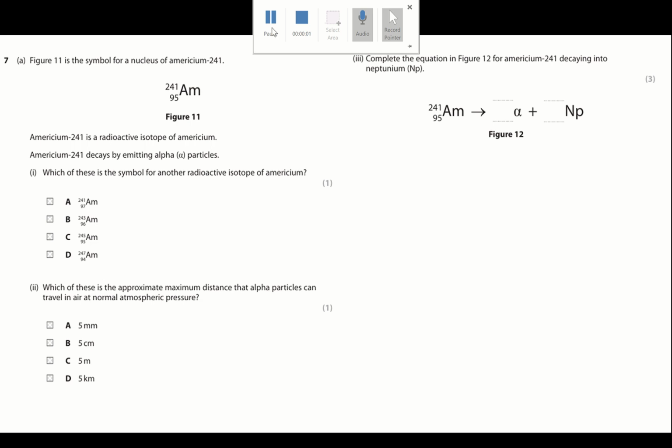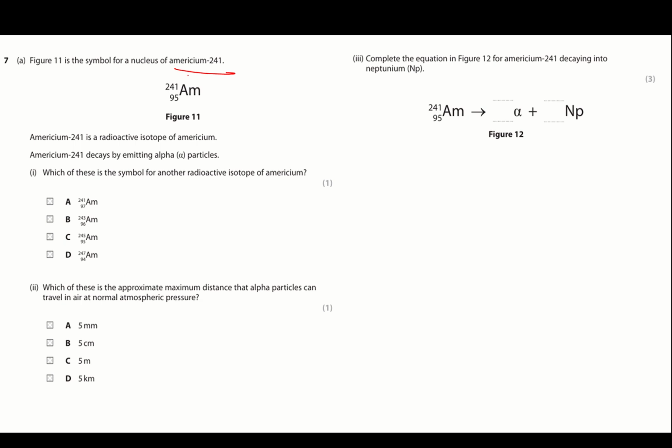Okay, question 7. Figure 11 is the symbol for the nucleus of americium-241. It emits alpha particles. Okay, lovely. Which of these is the symbol for another isotope of americium? So ultimately, it's got to have the same smaller number, or atomic number, of 95. Sorry, not bottom number. And it's got to have a different mass number.